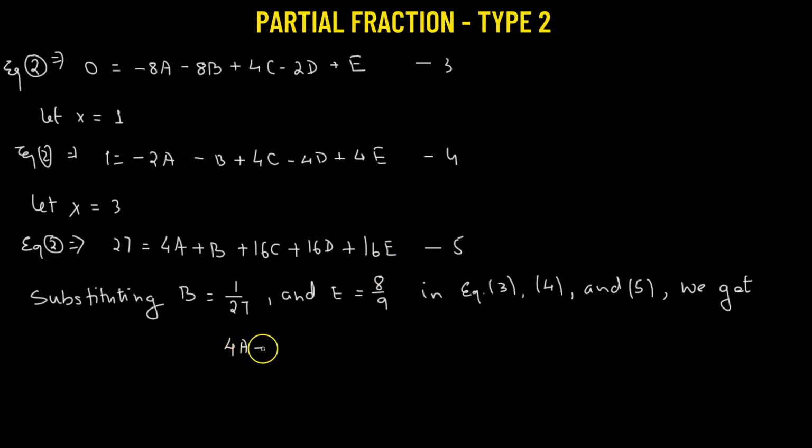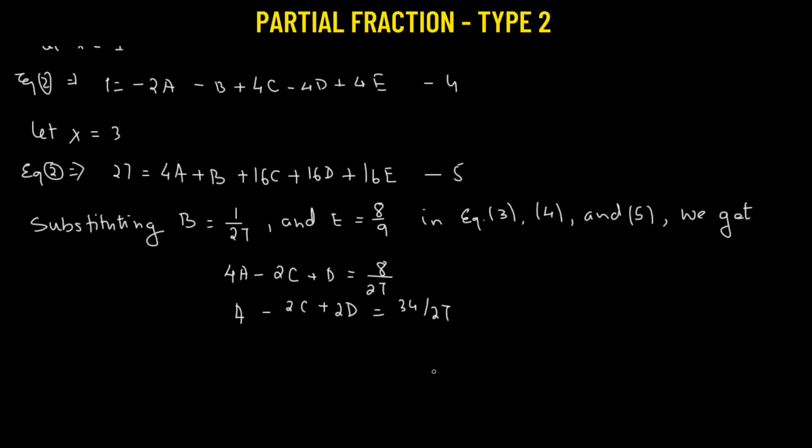4a minus 2c plus d will be equal to 8 over 27. Then we're going to get a minus 2c plus 2d, that will be equal to 34 over 27, and the third equation is going to be a plus 4c plus 4d, which will be equal to 86 over 27. Now let's label these as equation number 6, 7 and 8.